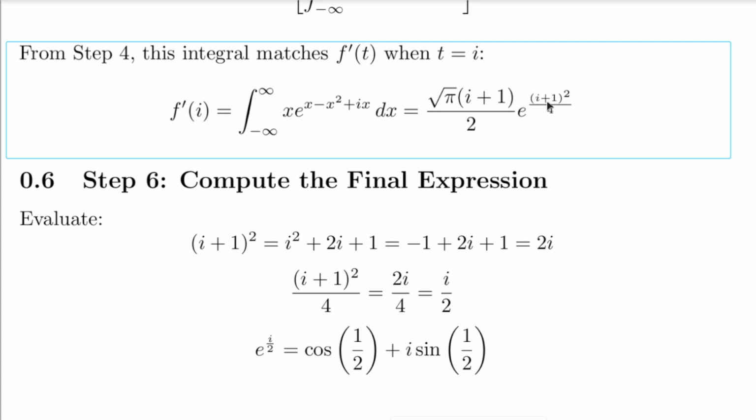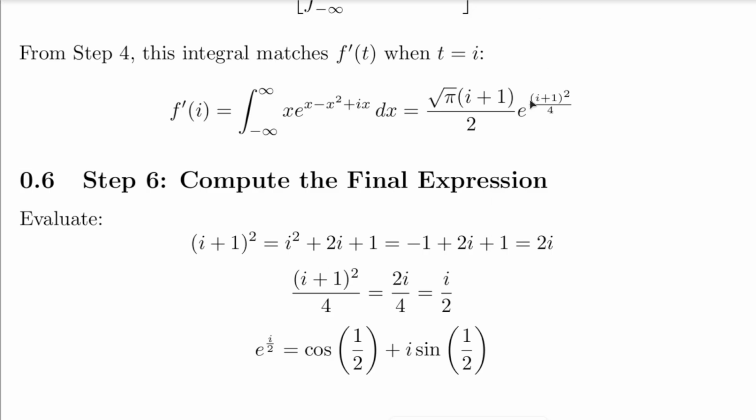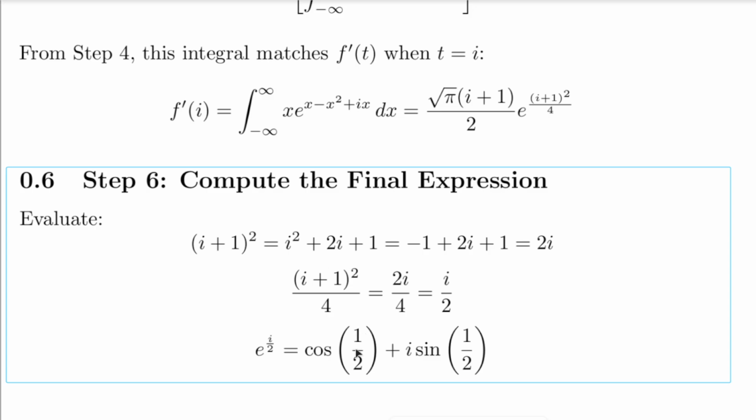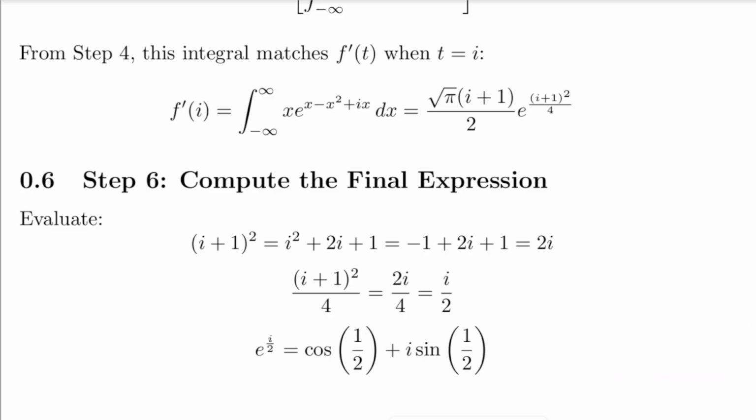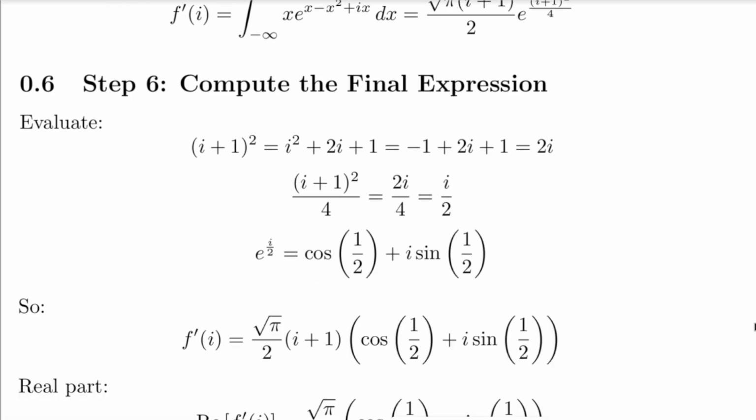First, let's just see that (i plus 1) squared is going to evaluate to 2i. Therefore, (i plus 1) squared over 4 is just i over 2. But we have e to the i over 2. Well, that's just cosine 1/2 plus i sine 1/2 by Euler's formula. So now we are done.